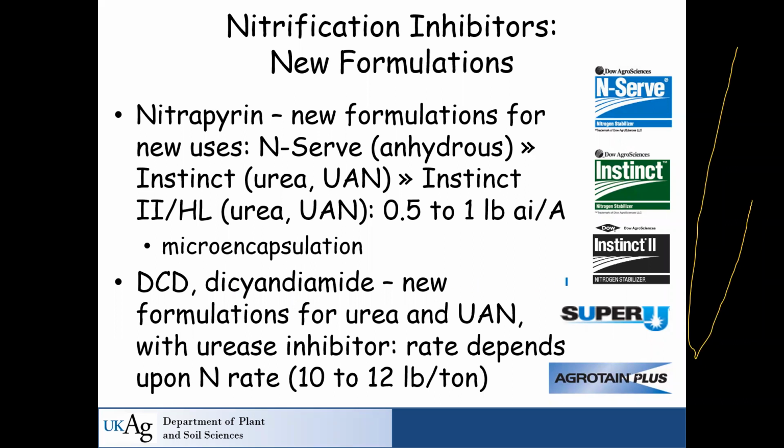Dicyandiamide has been reformulated and added to Super U, which is a dry product, and Agritane Plus, which is a liquid product that can be put in UAN. So in those cases, you have a urease inhibitor and a nitrification inhibitor, the DCD, combined together on 2 of the urea products that people use. You don't always need both. When you inject UAN, you don't need a urease inhibitor. But if you're going to dribble it on the surface, then having both might be a good thing to do.